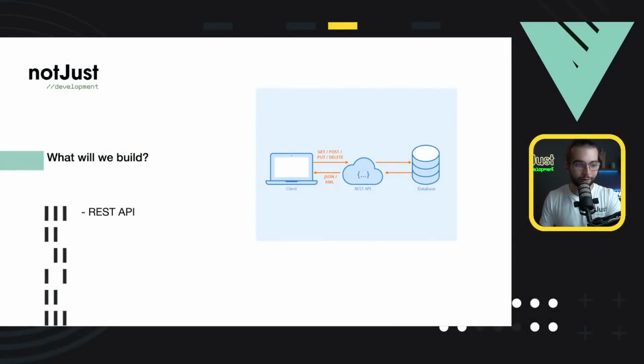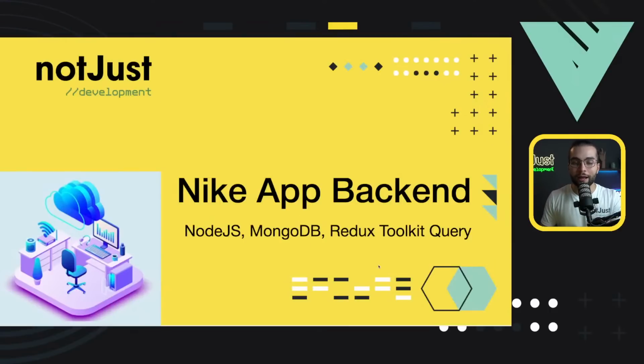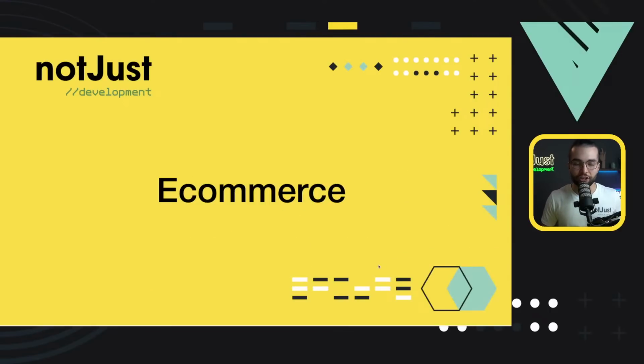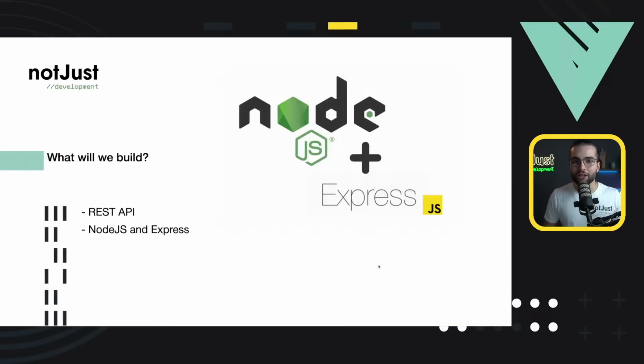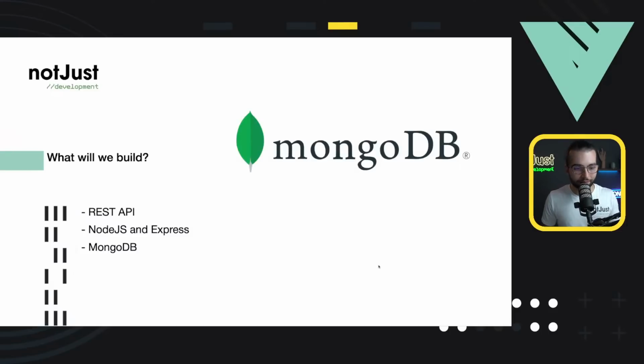Are we done? No, we are not done, guys. Stay here. We have still a lot of things to do. So let me quickly revisit. For everyone that is just joining this video, what we are doing now is we are building a backend for an e-commerce application. And we're going to do this based on the Nike application that we started in the previous episodes of this series. So for the backend, we are building a REST API using Node.js and Express. And for the database, we are using MongoDB.